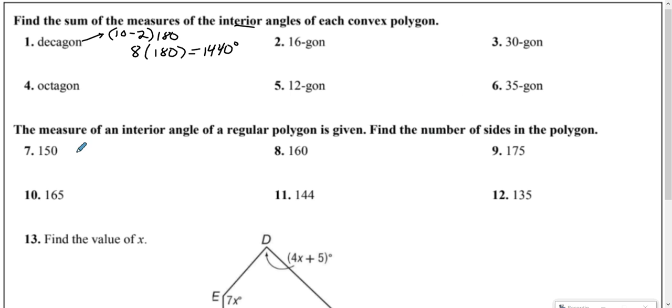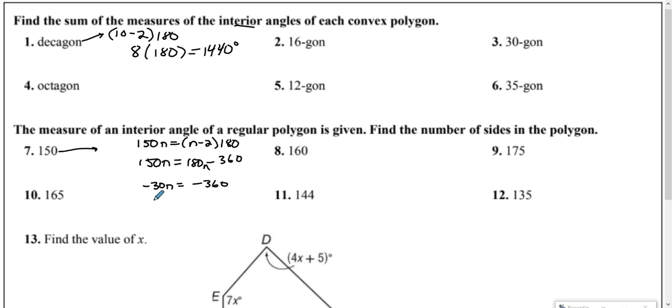Find the number of sides. So for example, this first one here, 150 n equals n minus 2 times 180. Okay. Distribute our 180. So you get 150 n equals 180 n minus 360. Subtract 180 n from both sides, and I get, let's see, negative 30 n equals negative 360.